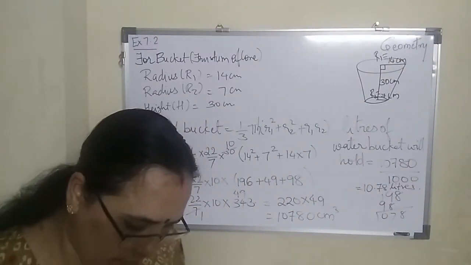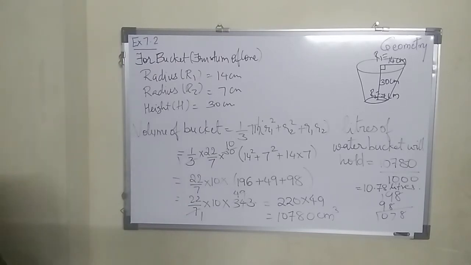Now going for the second one, same way. You can see it is exactly the same. Radius R1 is given, R2 is given, H is given. But here you have to find curved surface area, total surface area and volume. To find curved surface area, we have to find first and foremost the slant height. Once you get slant height, you can find total surface area also and then find the volume. So I don't think you need help from my end for the second sum.